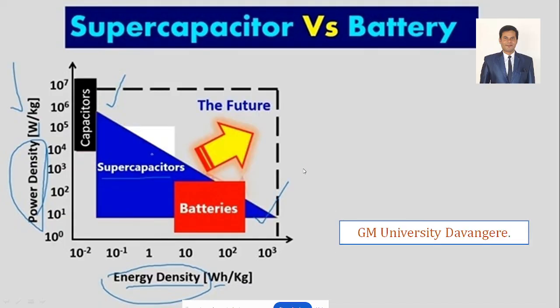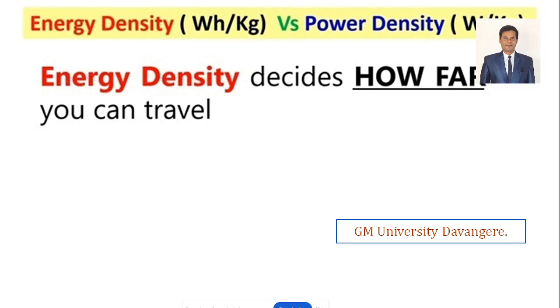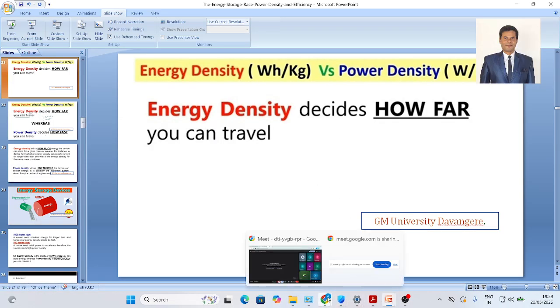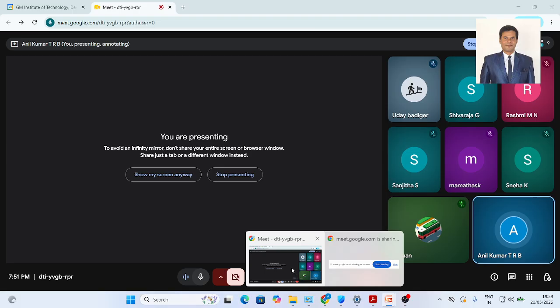So that is what we see in energy density, and the example we have taken is how far you are going to travel. Whether you travel for 5 kilometers or from 0 to 10 kilometers, you require the energy, correct? If you don't have the energy, what will happen? You cannot travel that distance.